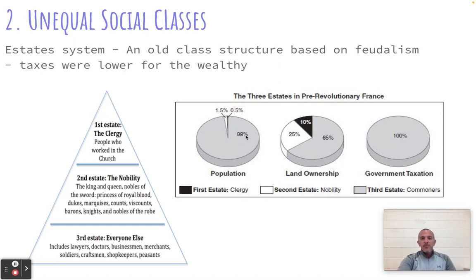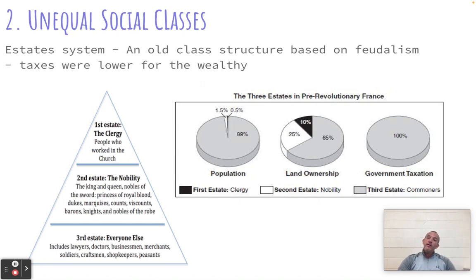Because this 98% of the population only owns 65% of the land, which is a huge discrepancy in resources. Also, this third estate pays 100% of the taxes. This is ridiculous: the nobles have 0% taxes that they're really paying, and the third estate is paying everything, and it is unfair, or as we would say, unequal.